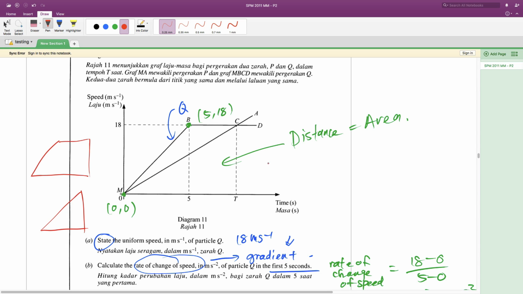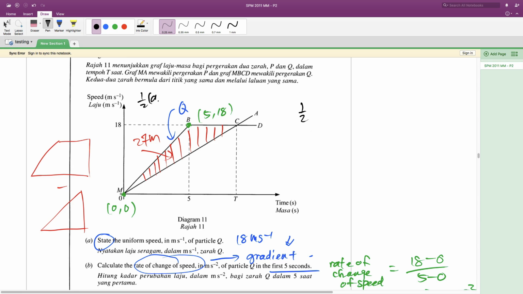So the 27 is their difference. The difference here is 27 meter. So in order to find the difference, I will use the area of trapezium minus the area of triangle. That's all. For the trapezium, you have to know the trapezium formula: half A plus B multiply height. A and B are the two parallel lines. So half, one of the parallel lines is T, the other is T minus 5, isn't it? Plus T minus 5. Multiply the height. This is the height, 18.